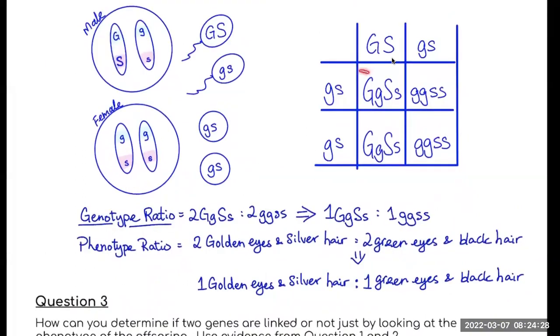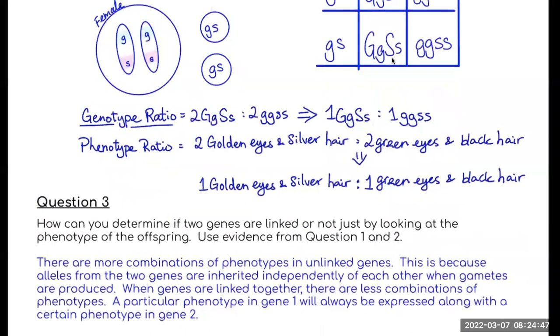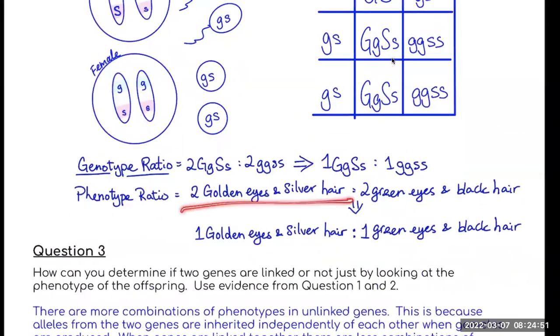Looking at our Punnett square, our result section, the genotype will be 2 to 2. And we have to simplify this. Don't just leave it as a 2 to 2 ratio. If you simplify it, it will be 1 to 1. Likewise for the phenotype ratio, it's 2 golden eyes, 2 silver hair, 2 of these, and then you can simplify it to a 1 to 1 ratio.